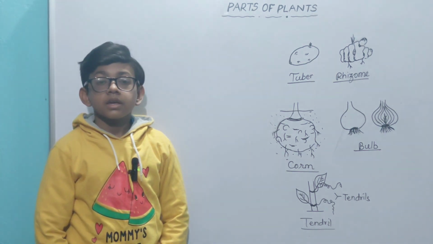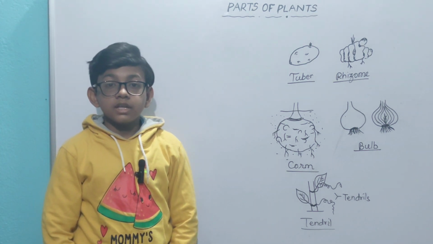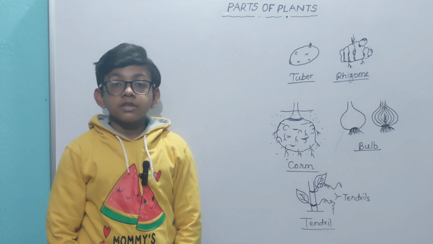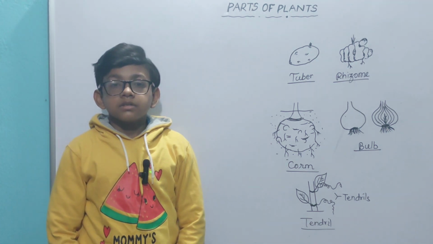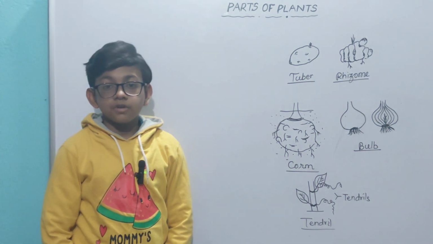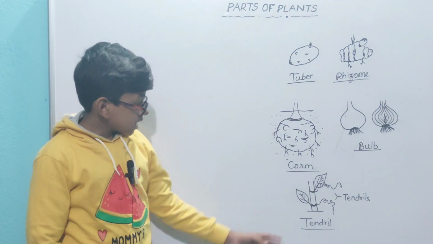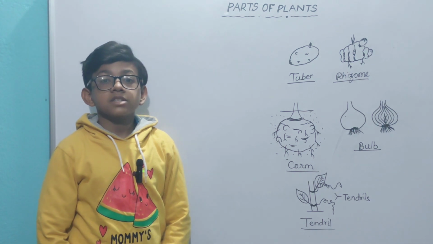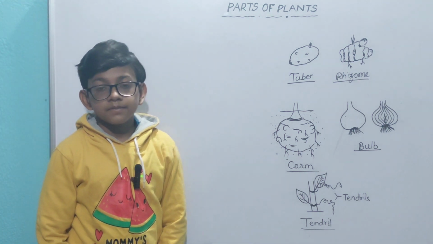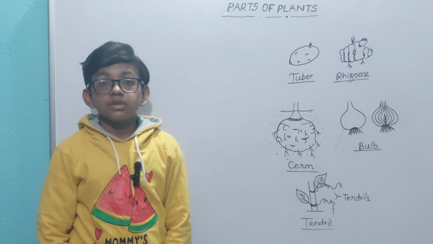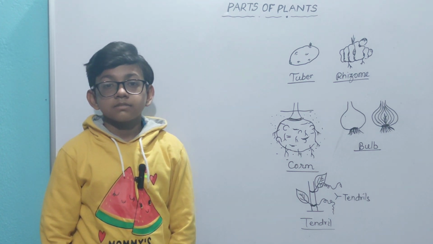Third, in some plants where leaves are not able to perform photosynthesis, stems are green to perform photosynthesis. Fourth, in some plants, stems are modified into tendrils to give extra support to plant. And fifth, stems of some plants can grow into new plants.